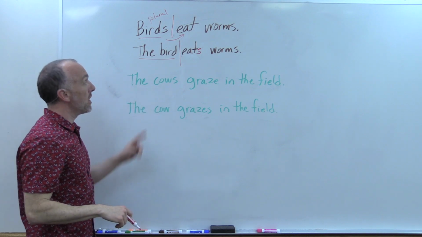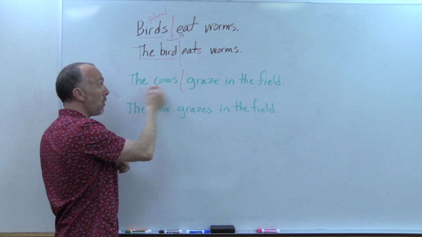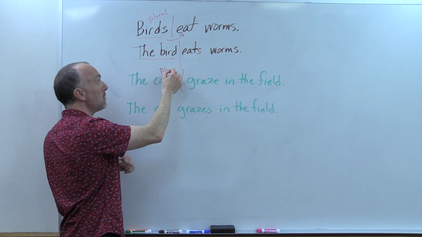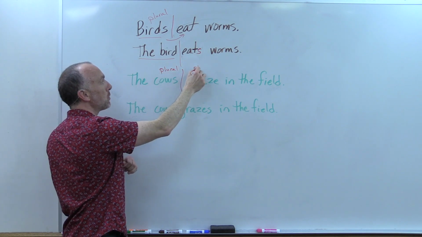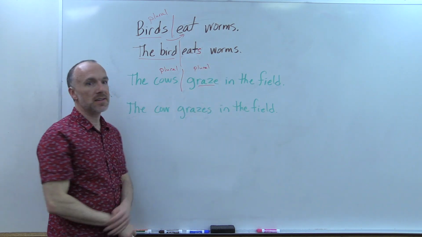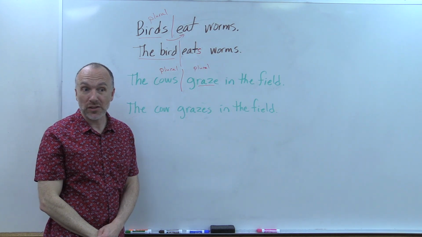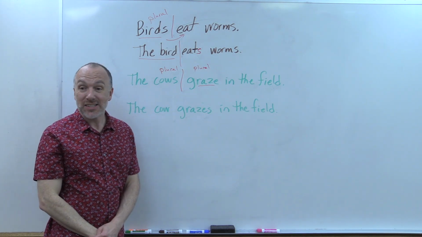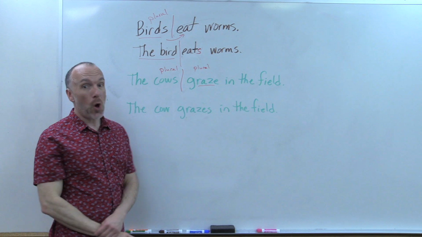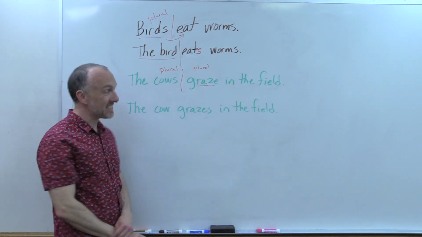Let's look at two more. The cows graze in the field. More than one cow? Yes, so it's a plural subject. Therefore, we need a plural verb. Graze. We would not say the cows grazes in the field. You see, it doesn't make sense. So all we really have to do is check to see if it makes sense, okay?